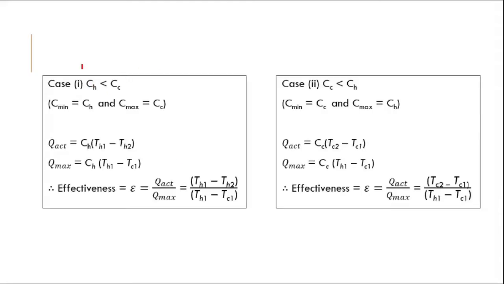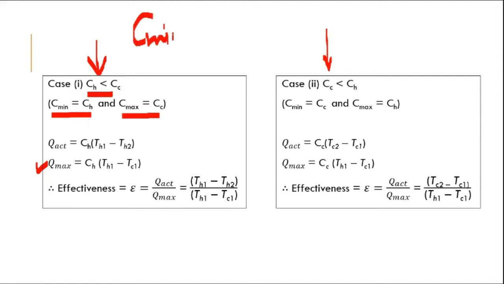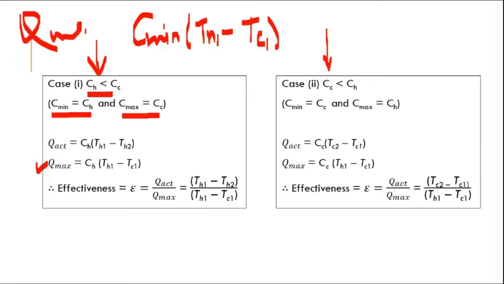So here we have two different cases. Case one is CH is the lower value. Case two, CC is the lower value. If CH is the lower value, we can say that CH is equal to C minimum and CC is equal to C maximum. Now we know that this Qmax value is equal to C minimum multiplied by TH1 minus TC1. Do we know this? Yes, sir. Okay, so this is the relation for Qmax.